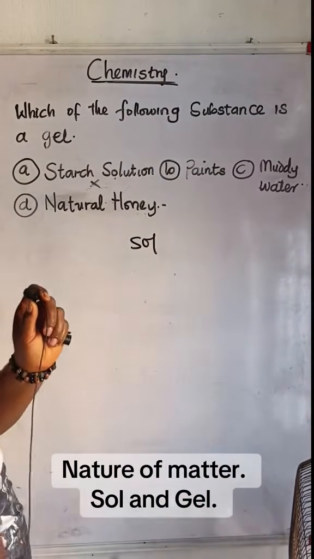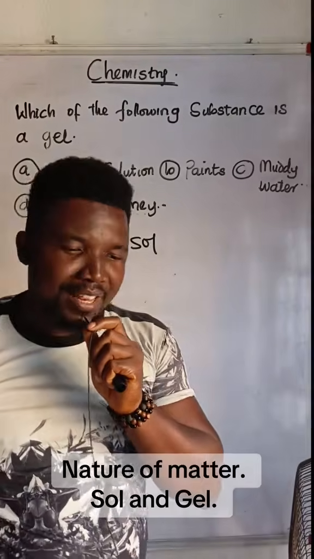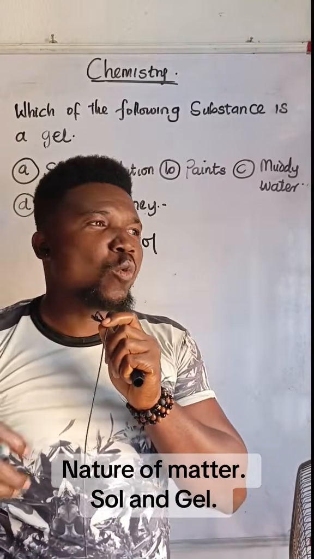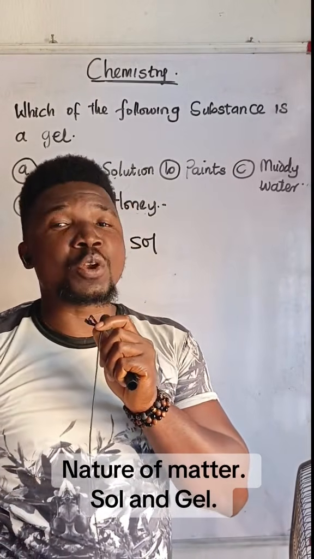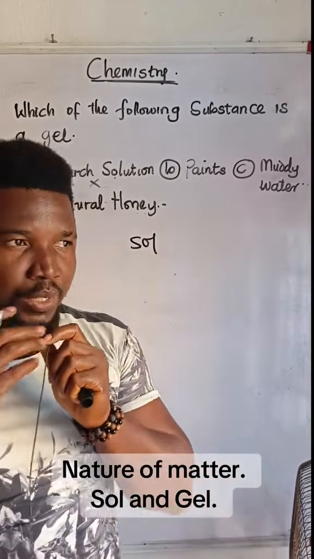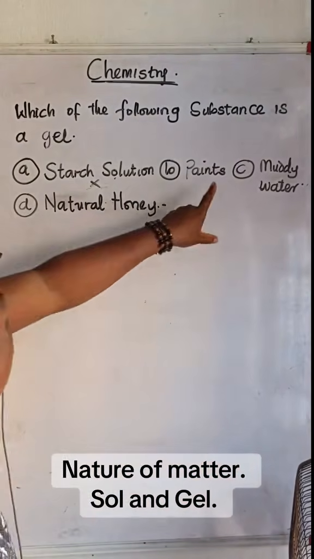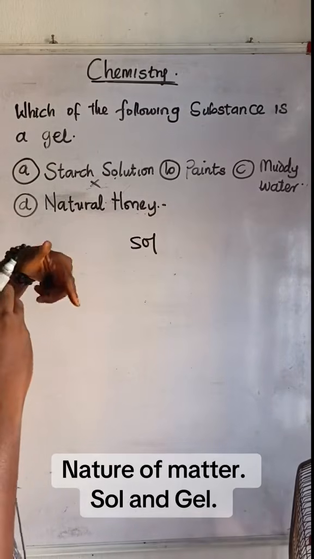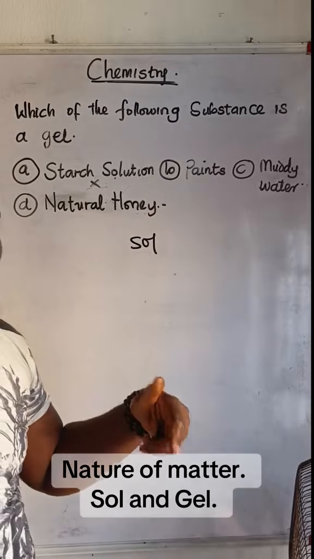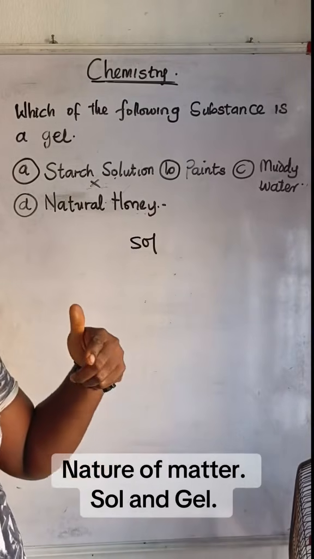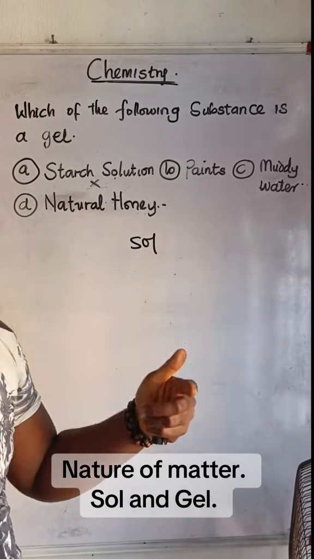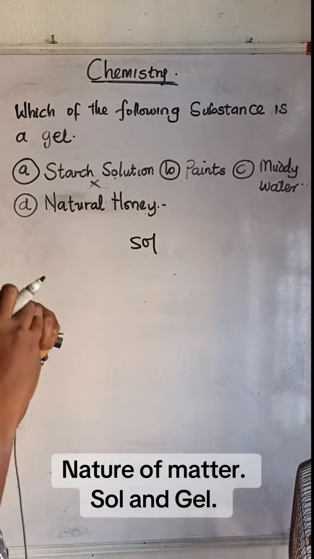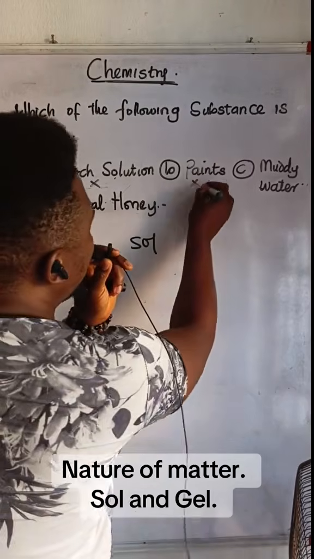We cancel it out. Paint is an emulsion, where liquid is dispersed in liquid. So paint is an example of an emulsion, but an emulsion is also part of colloidal dispersion where the solute is insoluble in the solvent. So paint is not correct because it is an emulsion.